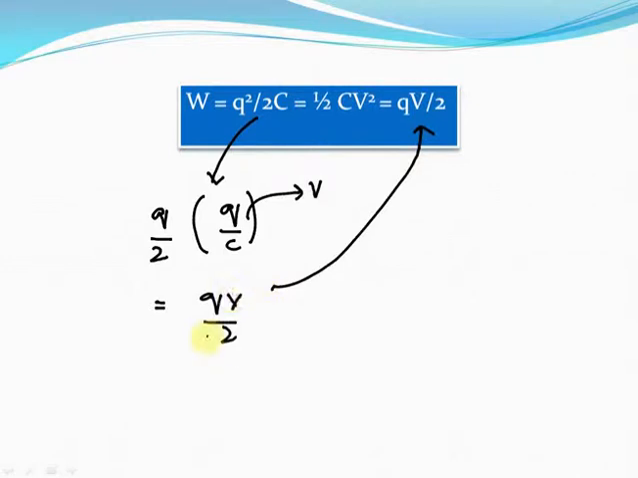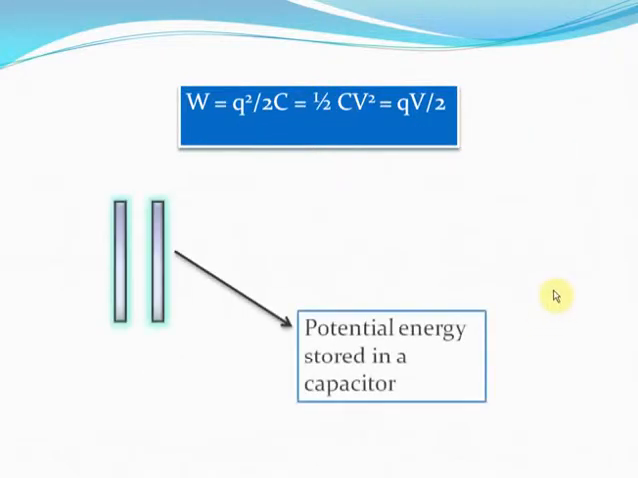Similarly, QV by 2 can be multiplied and divided by C. And again, this Q by C here becomes V. And so this term becomes half CV square. So all three forms of this expression are generally used to represent the net work done in charging a capacitor. Understood? Now this work done is the same as the potential energy stored in a capacitor.